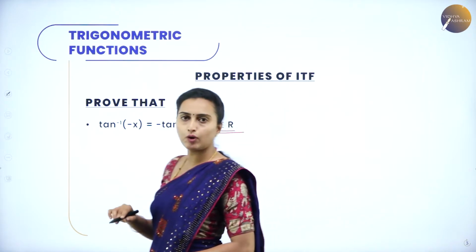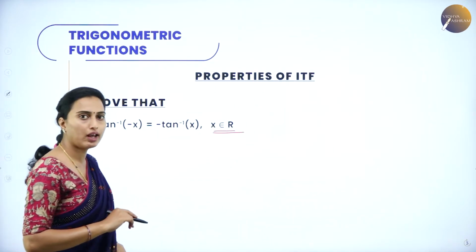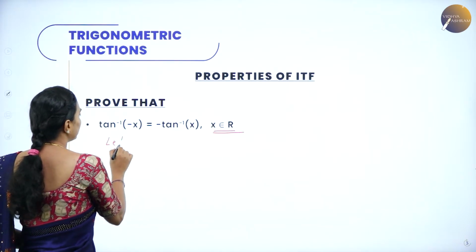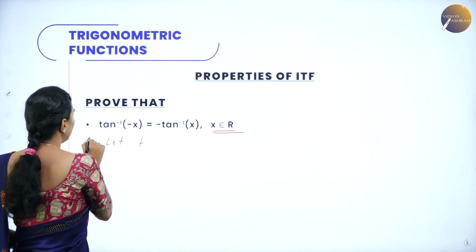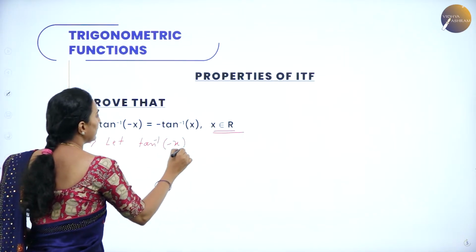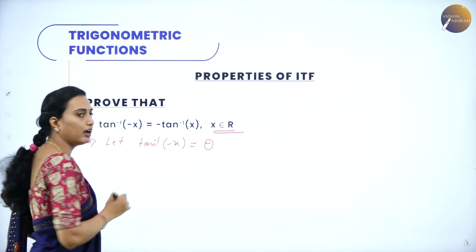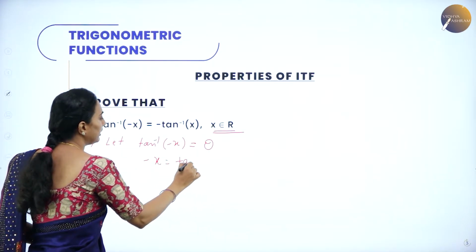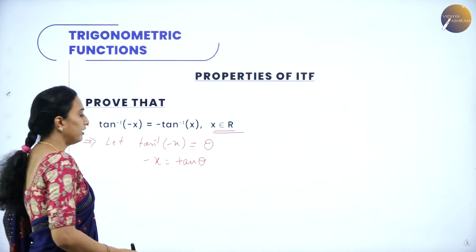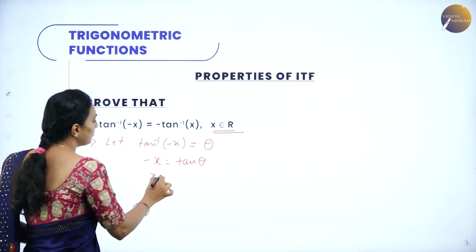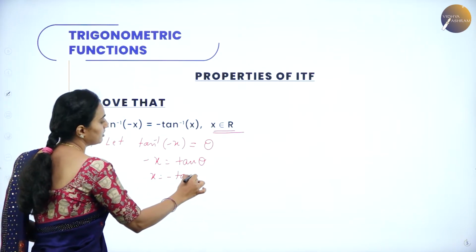Now let us prove this property. What have I taken? I am going to take it as: let tan inverse of minus x be equal to theta, isn't it? Or minus x will be equal to tan theta, correct? And then multiplying both sides by minus sign, x will be equal to minus tan theta.